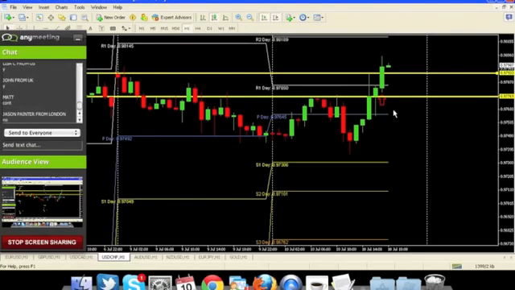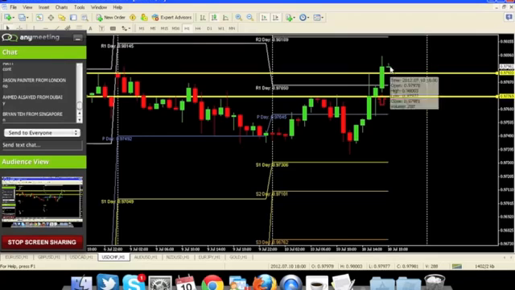Now the tail got smaller on the bottom. And look on top, look how big the tail is on top. It's telling you there is pressure on top. So the chances of this current candle that's running, that tail being very long, are slim.